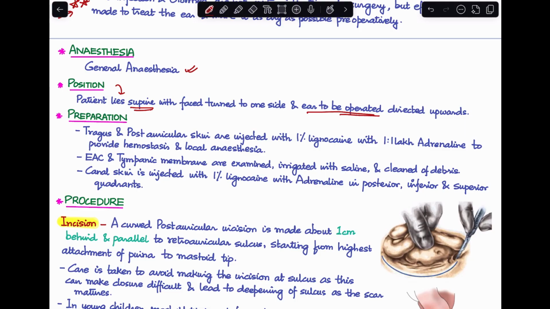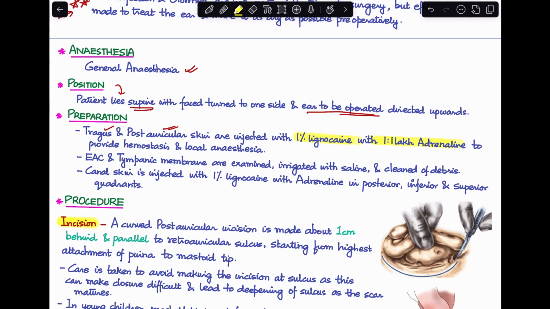Next, coming to preparation. For preparation, first of all, we'll inject local anesthesia. We'll be injecting the tragus as well as the postauricular skin with 1% lignocaine in 1 lakh adrenaline to provide hemostasis and local anesthesia.